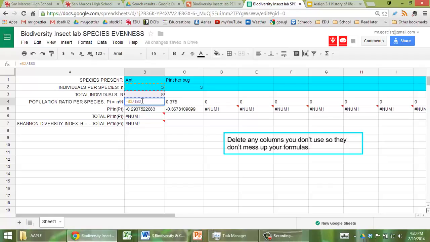You click on this sum, or this formula, you're going to see that it's doing the number of ants divided by the total number of individuals. So basically, what that's giving us is the percentage that any given individual will be an ant. The probability is 5/8. And 5/8 converted to a decimal is 0.625.